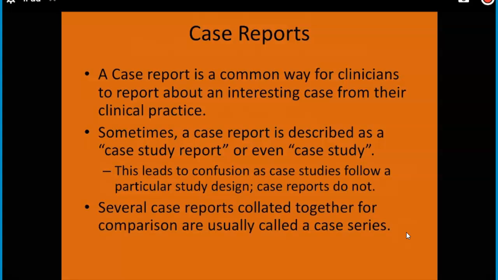If several case reports are collated together to compare them, either to find similarities or differences, they're usually called a case series. One of the articles that I've assigned to read for today explains those in a little bit greater detail as well. Case reports, case studies, case series, and then another genre I'm going to focus on in just a moment.